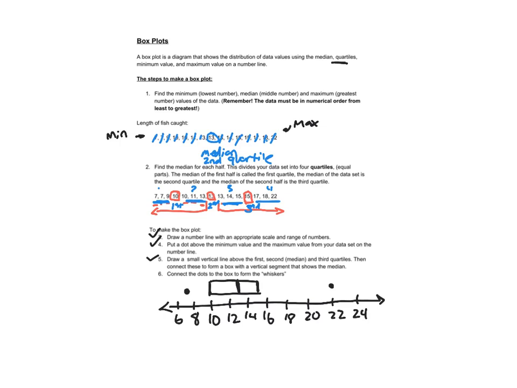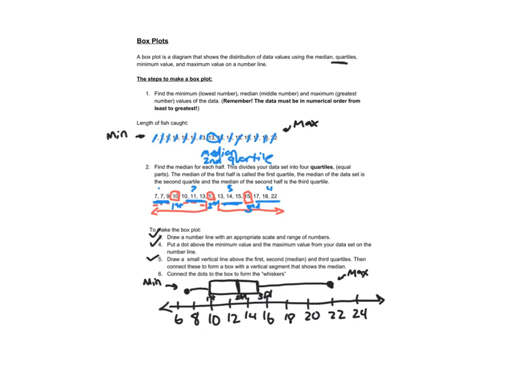Now connect the dots to the box to form what some people call whiskers. And that's your box plot. The box plot tells us very easily what is the minimum. The minimum is here. The maximum is here. This line is the first quartile. This line is the second or the median, and this line here is the third quartile.